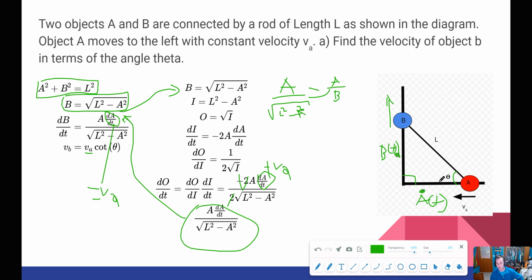Okay. Well, if you remember that tangent of theta in this example is equal to b over a, but instead we have a over b. So instead we use cotangent instead. So yeah, the velocity of b is v sub a times the cotangent of theta. So I just thought that was a neat result, so I figured I would share it.